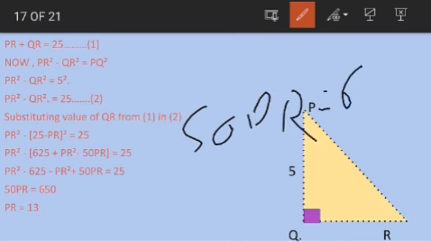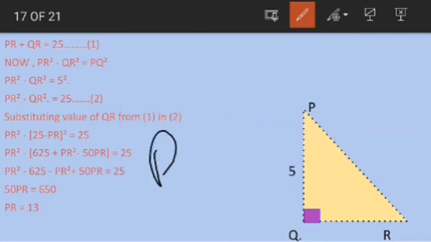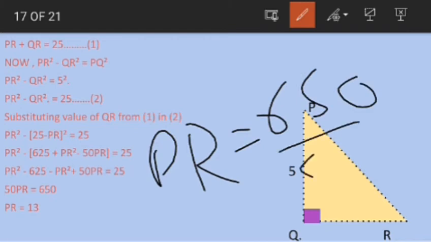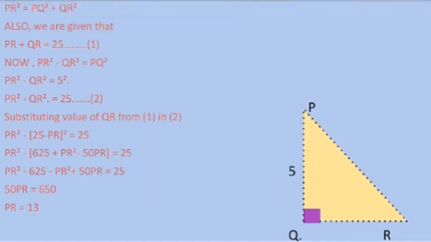50 PR equals 650, and when you transpose 50 downside, you will have the value like this class, PR equals 650 divided by 50, and that is going to be 13. So we have the value of PR, that is 13, and when you substitute this value into equation 1, you will have the value of QR.